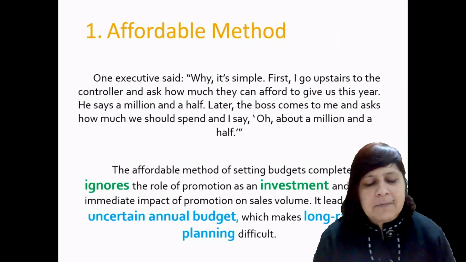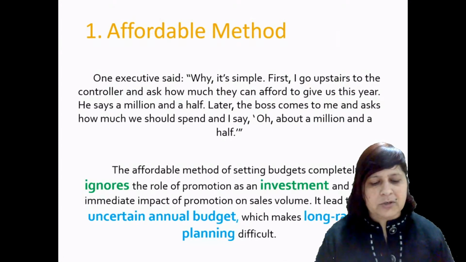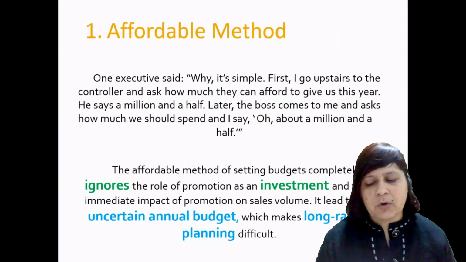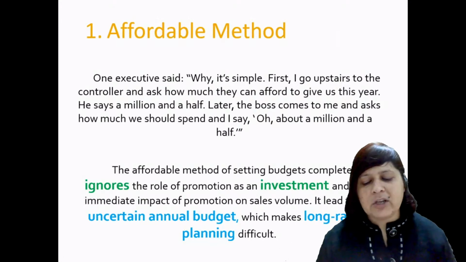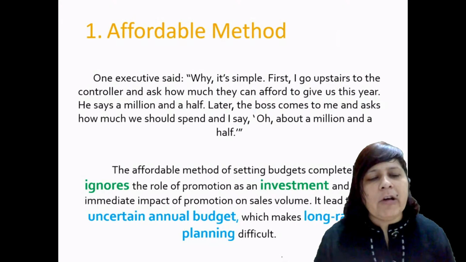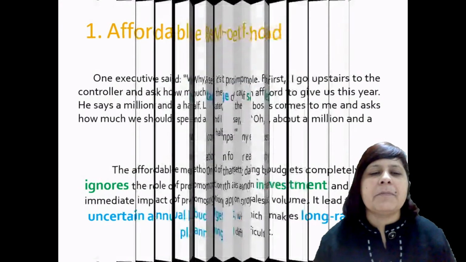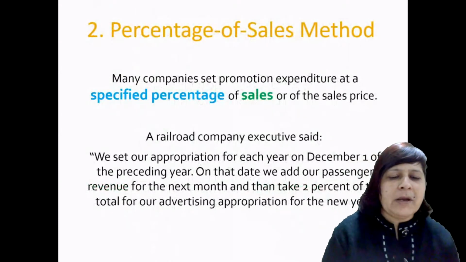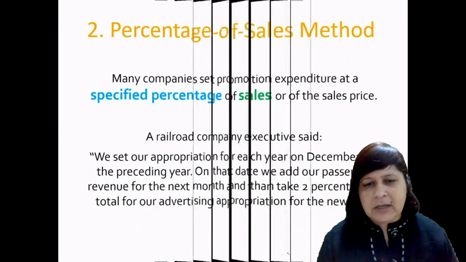Affordable method of setting budgets completely ignores the role of promotion as an investment, right? And the immediate impact of promotion on sales volume. It leads to an uncertain annual budget, which makes long range planning difficult. How much we can afford at that time, right? So that is the affordable budget. Then the percentage of sales method, that we will spend a specified percentage of the sales, right, on the advertisements, right?